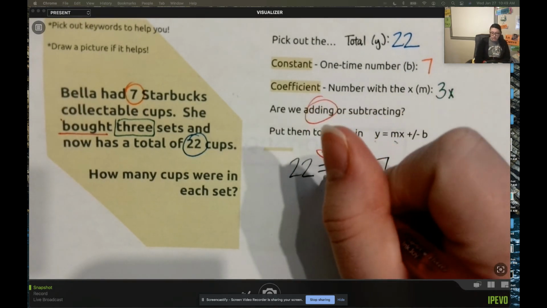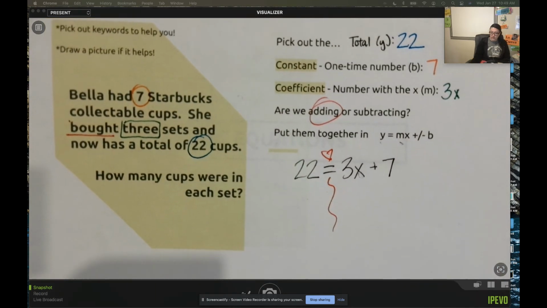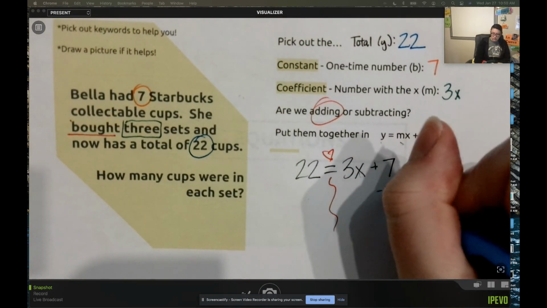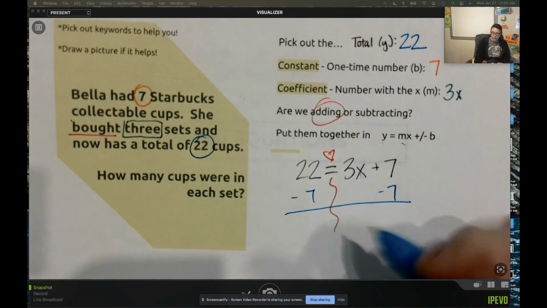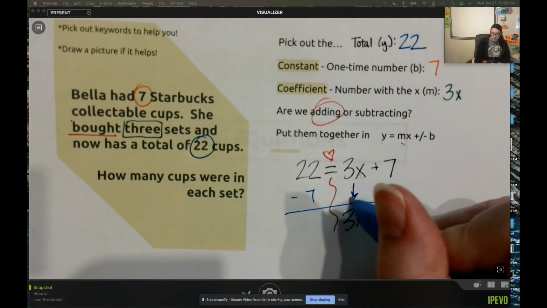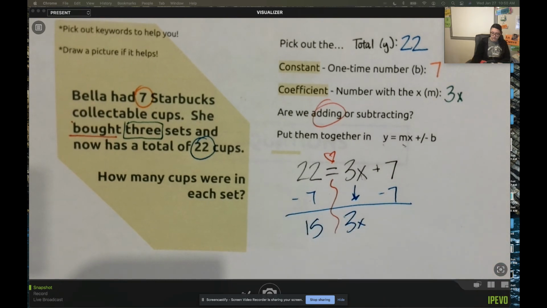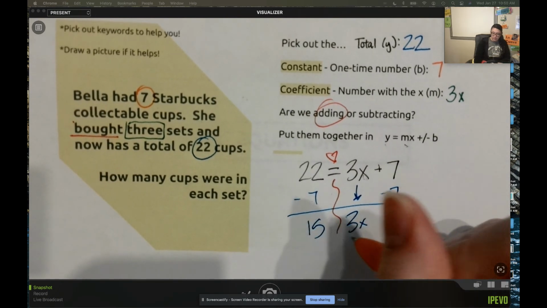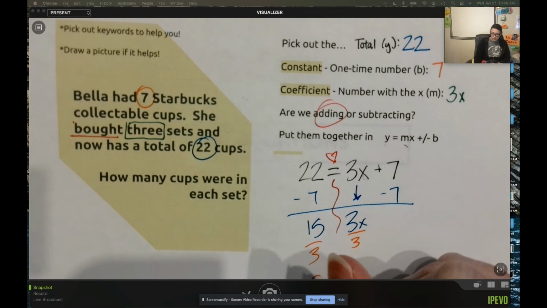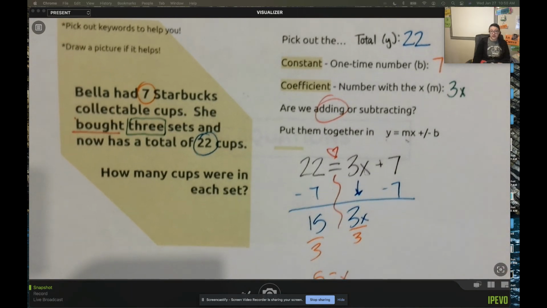Then I need to go through and do my inverse operations to solve. So I subtract 7 from both sides. 22 minus 7 is 15. Then I divide both sides by 3. I see that 5 is equal to x.